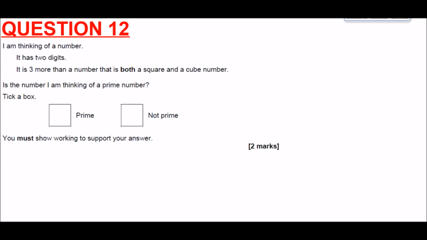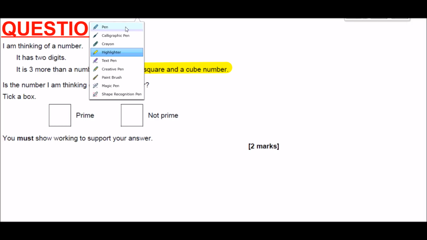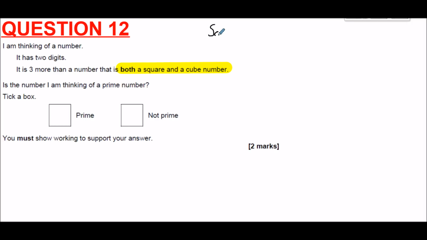Question 12. It says I'm thinking of a number, it has 2 digits, and it's 3 more than a number that is both a square and a cube number. That's the big clue here. It then says, is the number I am thinking of a prime number? And to tick a box. The main thing is, we're told that it's 3 more than a number that's both a square number and a cube number. So what we need to do here is be thinking of what the square numbers are and what the cube numbers are, and see what number is both square and cube.